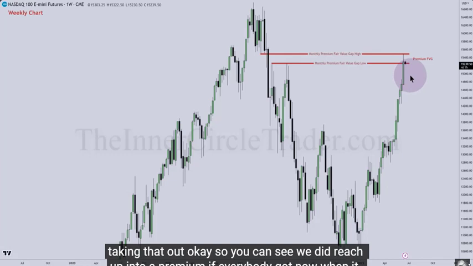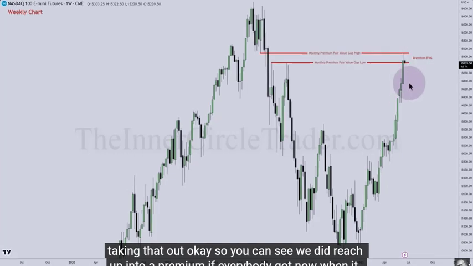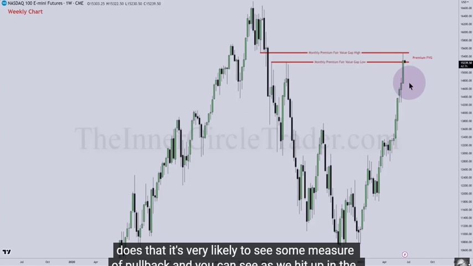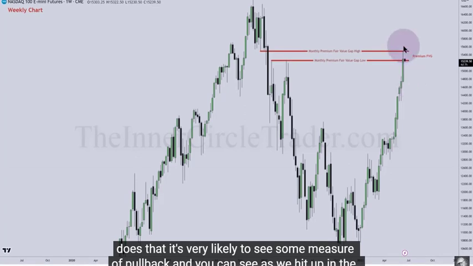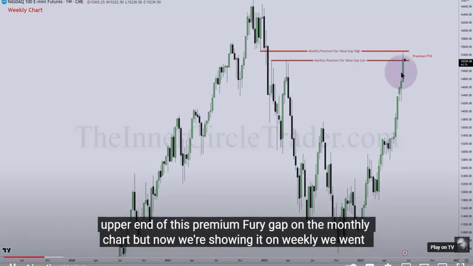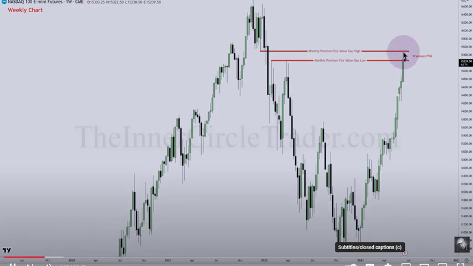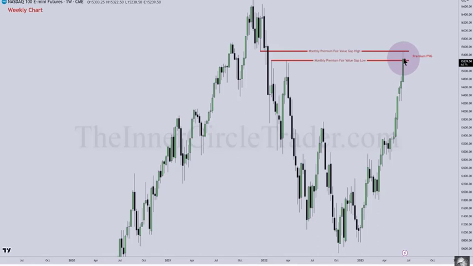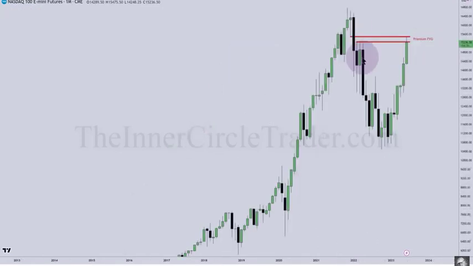Okay, so you can see we did reach up into a premium fair value gap. Now, when it does that, it's very likely to see some measure of pullback. And you can see as we hit up in the upper end of this premium fair value gap on the monthly chart, but now we're showing it on the weekly, we went up to it and then came back down towards the low end of that range. Okay, and that range being, again, that fair value gap on the monthly chart.